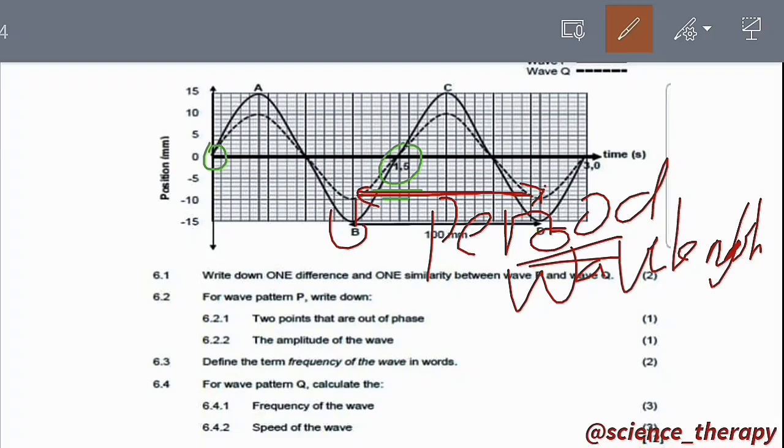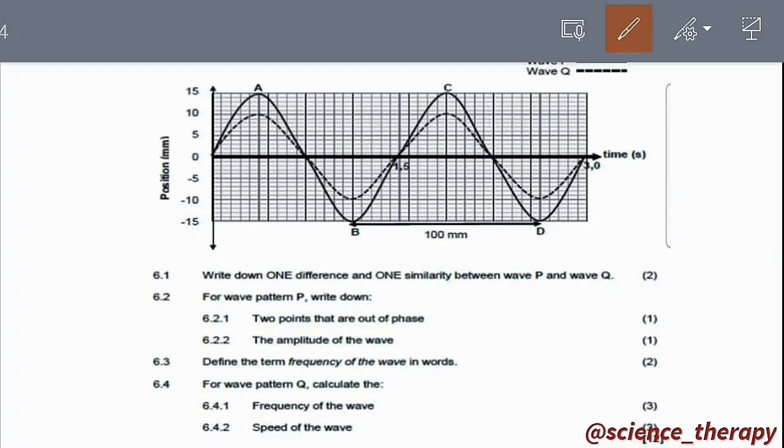Now moving along with the question, it says 6.2, for wave pattern P, so we're only focusing on wave pattern P, write down, so no calculations needed here, 2 points that are out of phase. Now what do we understand by points that are out of phase? We say points are out of phase if the particle direction is not the same. If we check at point A, after point A the particles are moving downward, but after point B the particles will be moving upward.